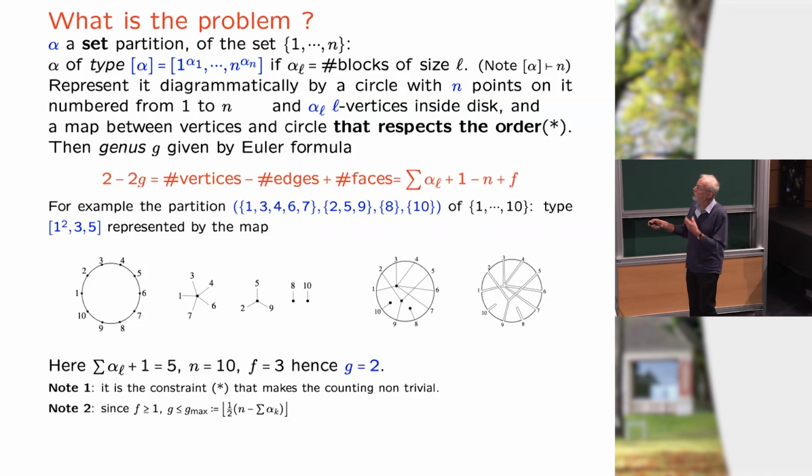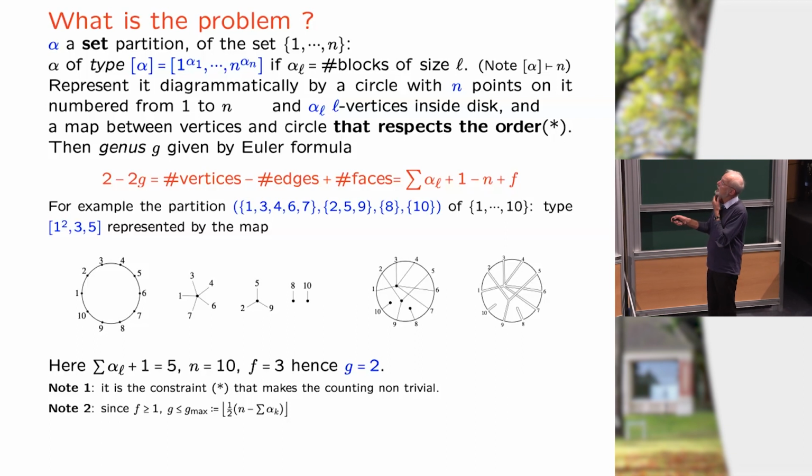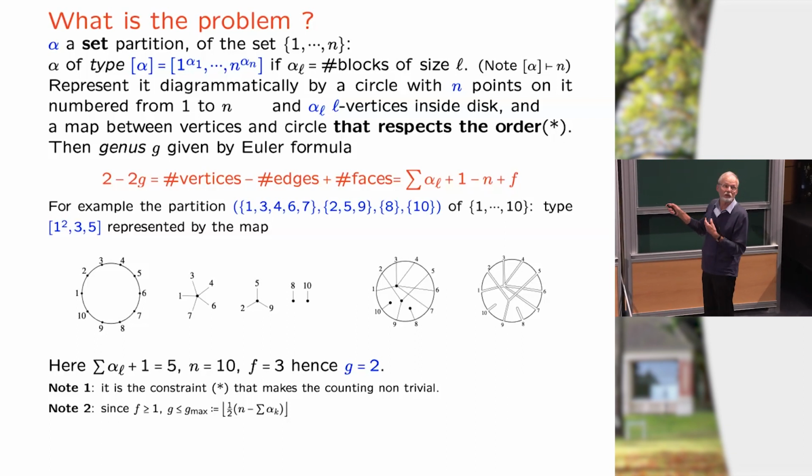The second observation is that because the number of faces here is certainly greater than or equal to 1, you have an upper bound on the genus that you may encounter for a given n.